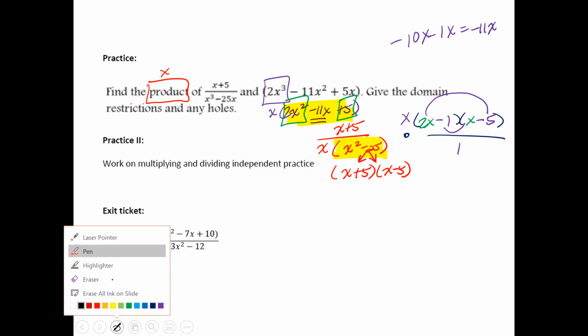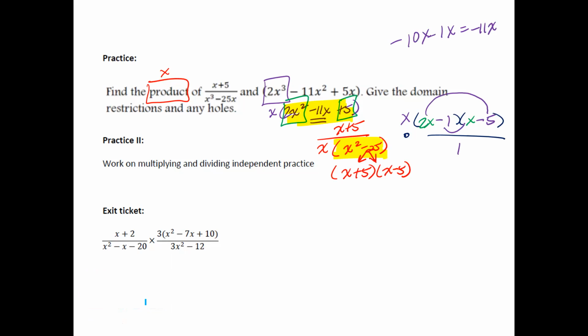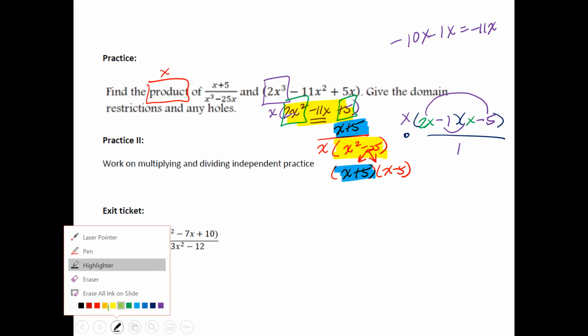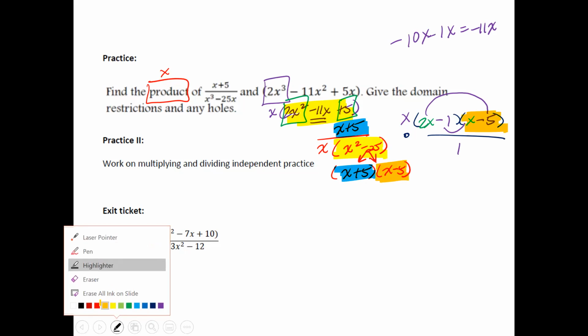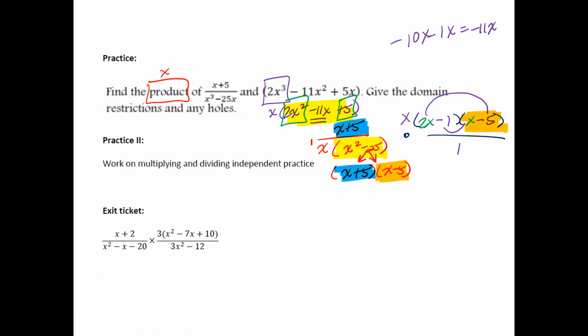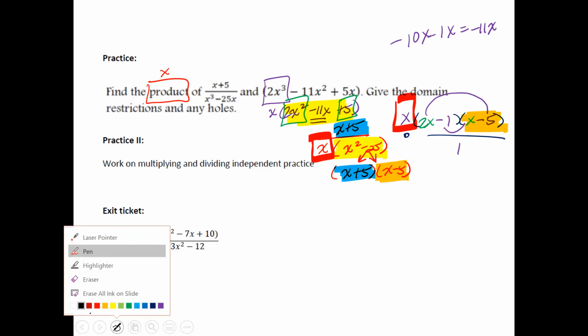And now comes the fun part where you get to highlight and cancel. This is my favorite part of this. So you have an x plus 5 on top, x plus 5 on the bottom. You have x minus 5 on the bottom, x minus 5 on top. And you also have an x right here and an x right there. So then let's just start canceling all of them.